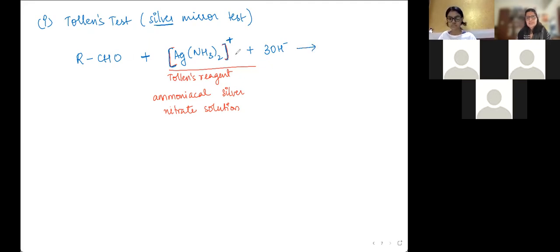So this is the oxidizing agent. After oxidation, naturally aldehydes get oxidized to COO minus, plus silver is reduced to Ag plus. You don't have the ammonia with it, and you get water and ammonia back. To balance this, it needs to have 2. So this is the chemical reaction of the Tollens test.